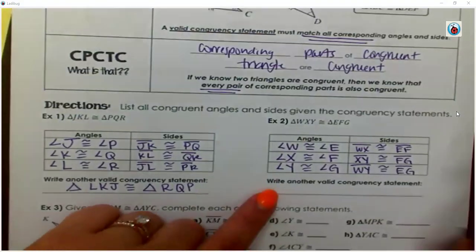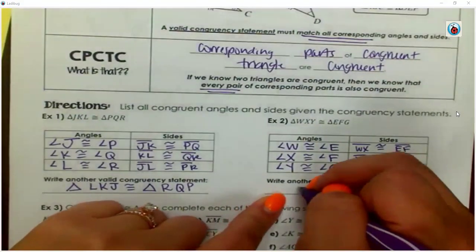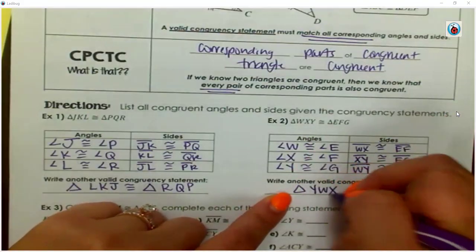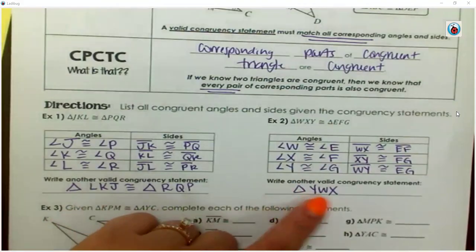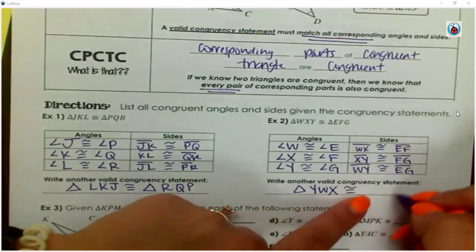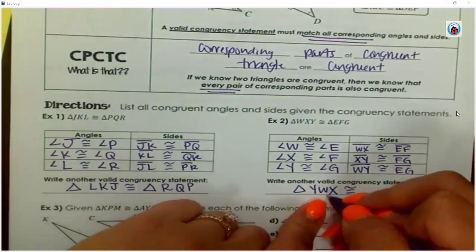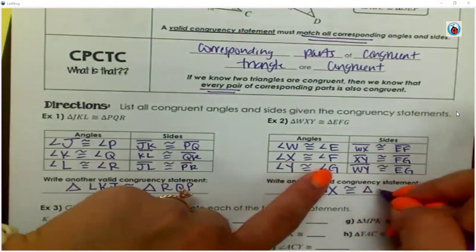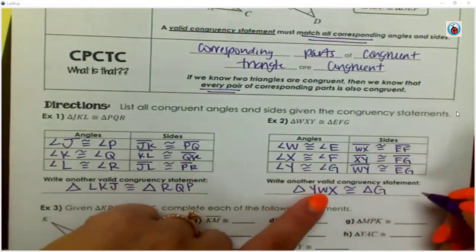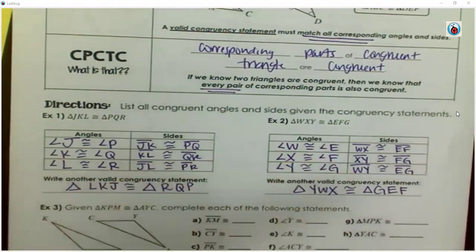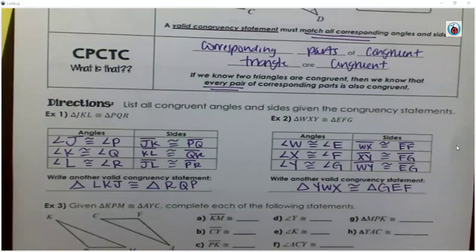And so now, if I'm writing another valid congruency statement, I have triangle, and I'm just going to rearrange these. So I have YWX. Now, does this have to be the only answer? No, I can change these in any order. I could put XYW, XWY. It doesn't matter, just as long as the second part matches whatever this one is. So if I start off with the Y, that means I need to start off with triangle G. Then I had my W, which is E, and then X, which is F. So this should be congruent to triangle GEF.